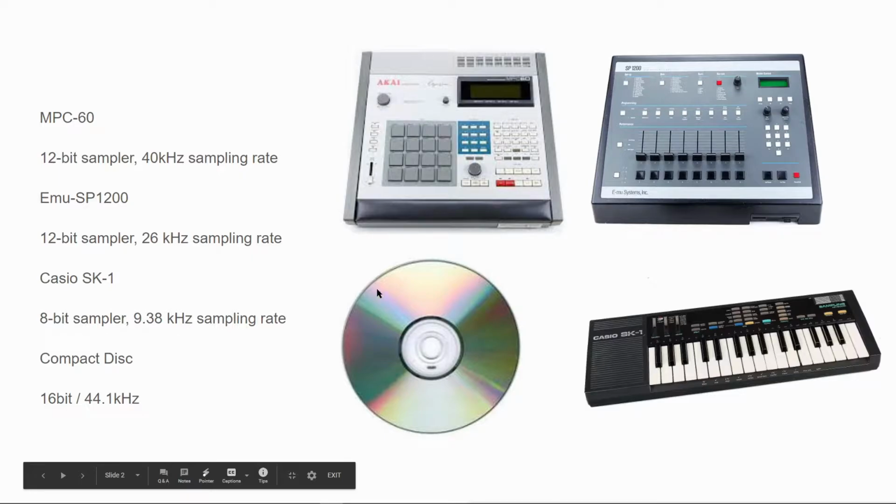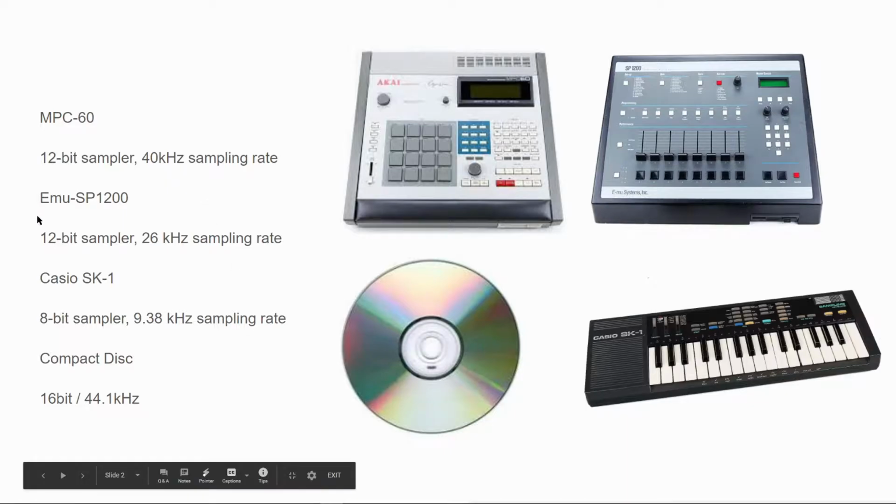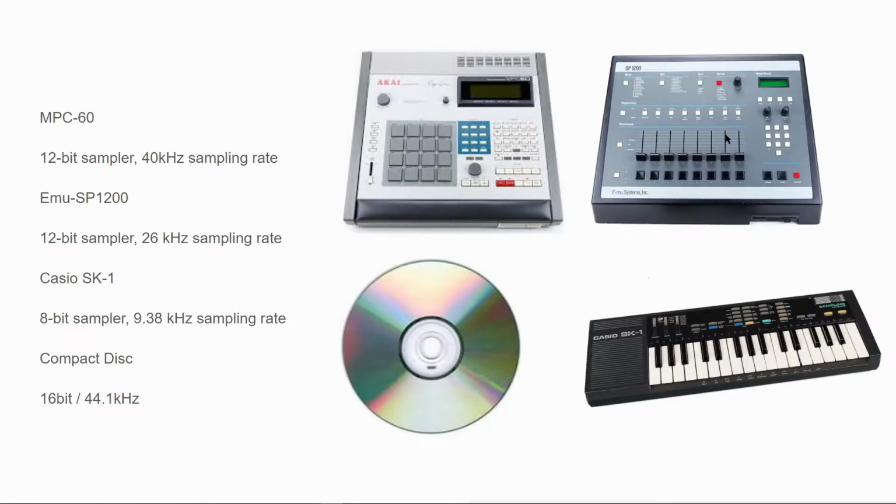Now, when you get down to the MPC 60, you have a 12-bit resolution and a sample rate of 40 kilohertz, so it's a little bit crunchier sound than a CD. Now you get down to the EMU SP-1200, you have again 12-bit resolution and a 26 kilohertz sampling rate. Then you have the Casio SK-1, which has 8-bit resolution at a 9.38 kilohertz sampling rate. So now you have a really crunchy sound coming out of this sampler. I actually had this one, it was pretty cool.